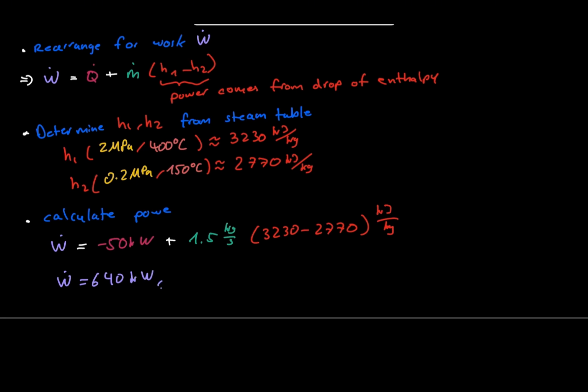Physically, this means the steam enters with high energy, leaves with lower energy, and the difference becomes mechanical work. Some energy is also lost as heat, so the turbine converts the energy carried by the fluid into useful power. And that's the key idea for all flow systems. Power comes from the change in enthalpy.